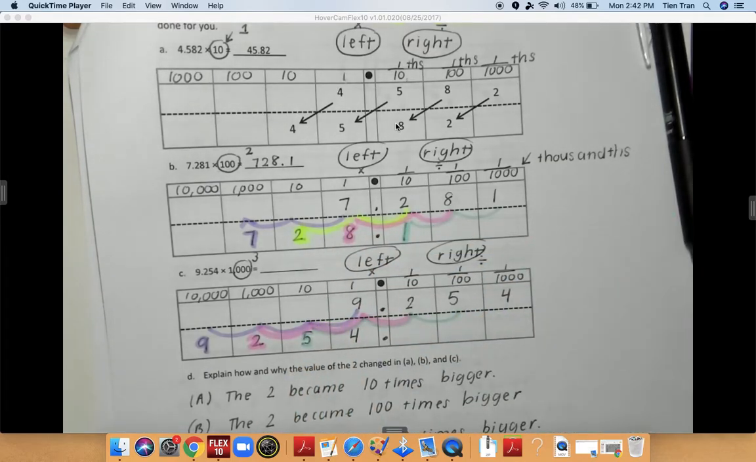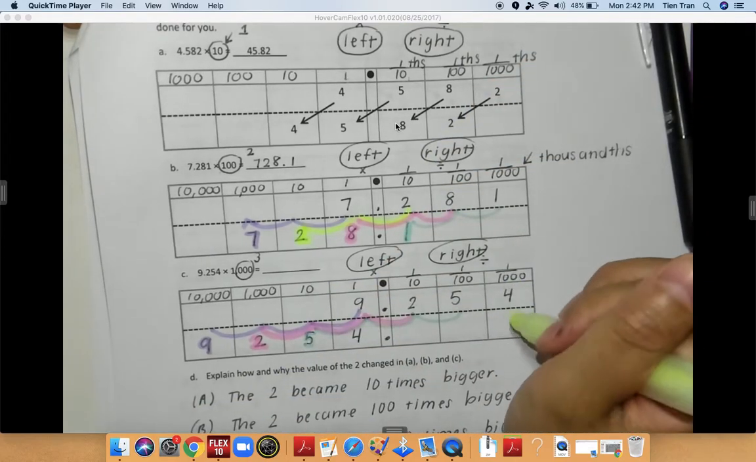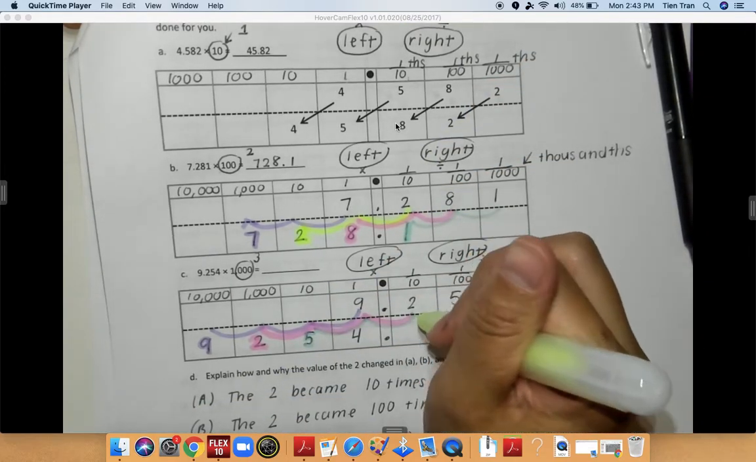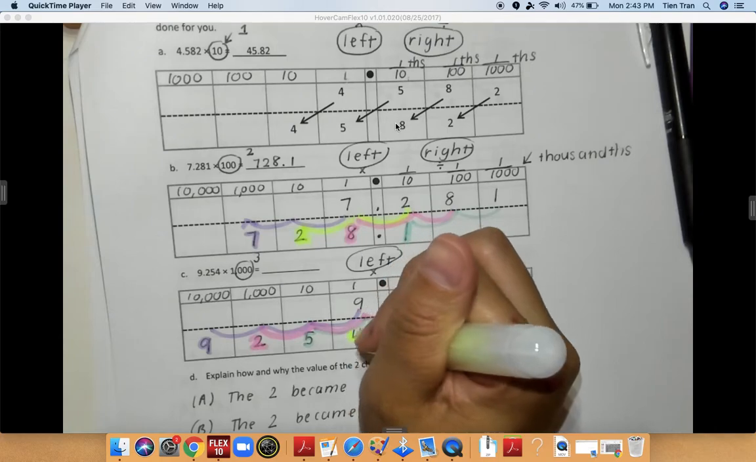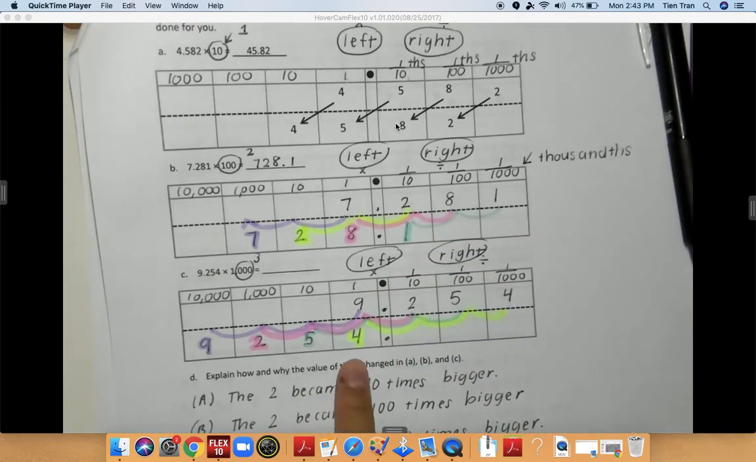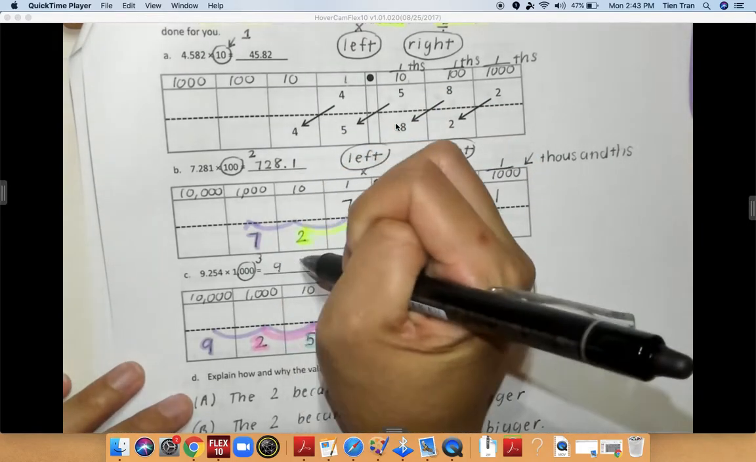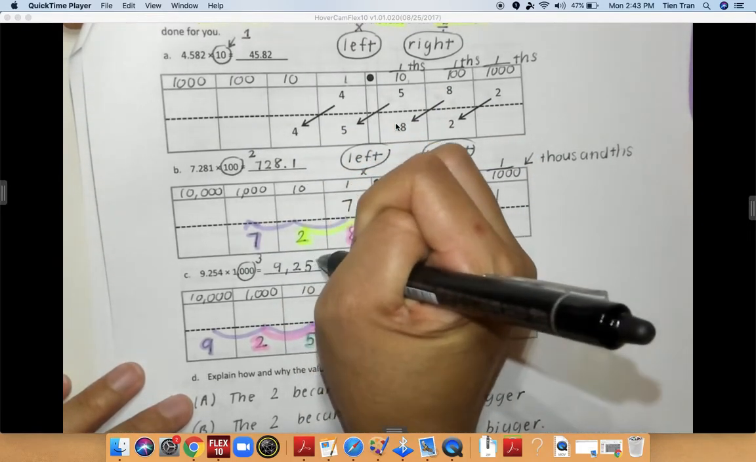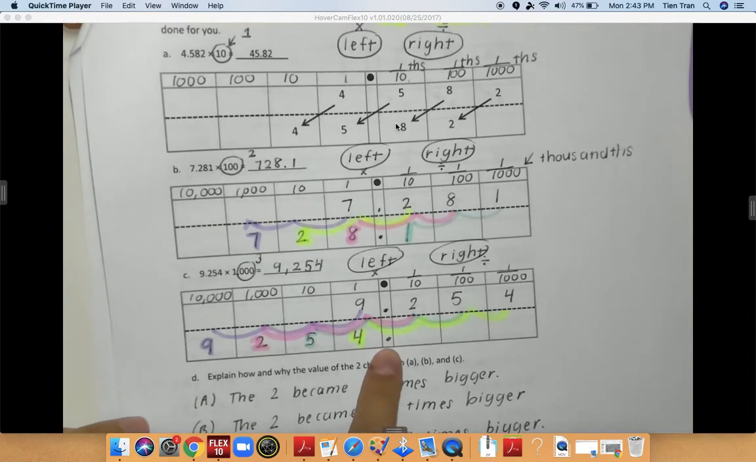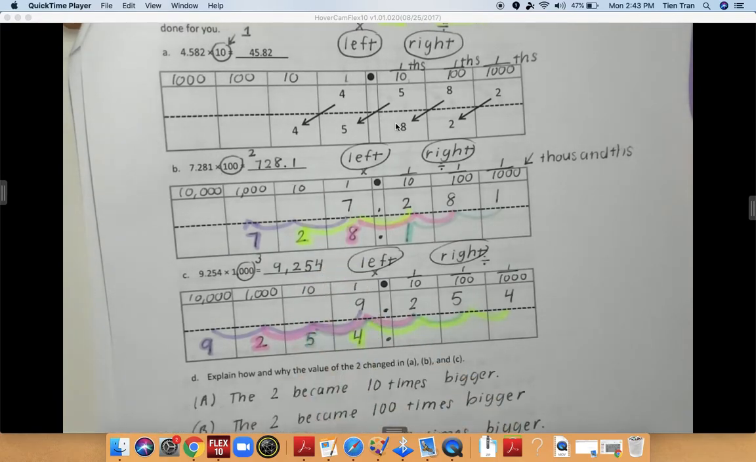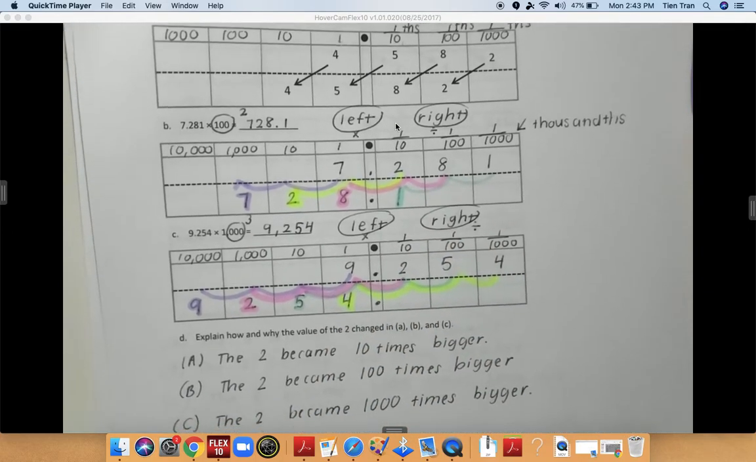And my last number is a 4. I'm going to move it over 3 times. 1, 2, 3. So my 4 is now in my ones place. So my new number is actually 9,254. Now you can put 0.0 if you want to. It is equivalent. It is the same if you do that. Or you can leave it alone as a whole number like this. So I'm going to leave it alone as it is.